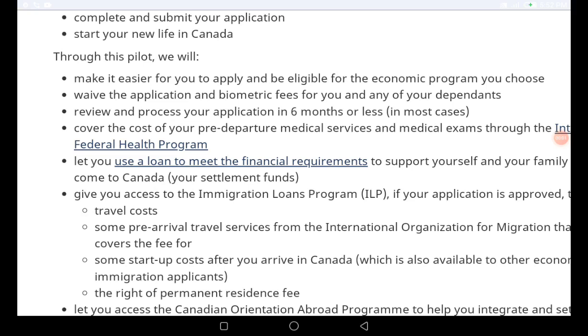With this program, you can easily migrate to Canada without having any penny in your bank account, which means you don't need any bank statement. All the visa fee is going to be waived and you don't need any money. Also, you are going to be migrating with your family, which means you can migrate with your dependents.